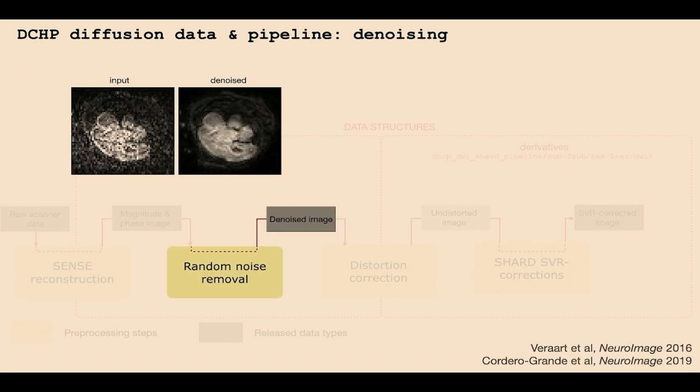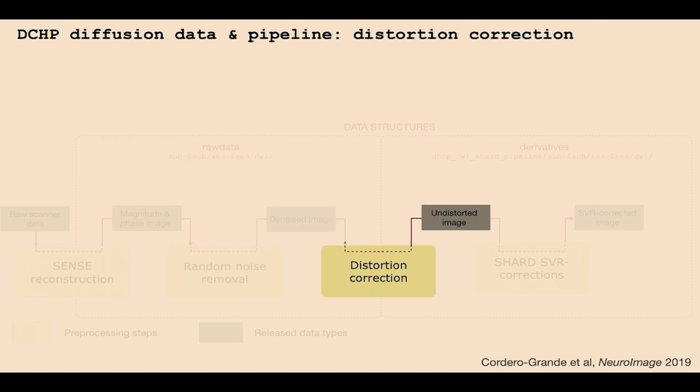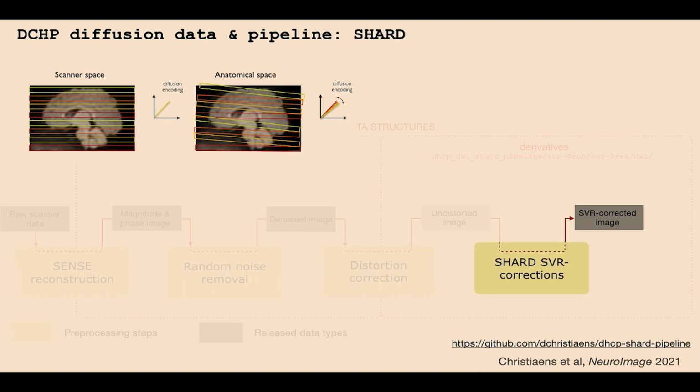And then we start with denoising the data. We next move to performing dynamic distortion correction, and at the last step we use a SHARD pipeline which takes into account the variation in diffusion encoding due to variable position of the fetal brain.